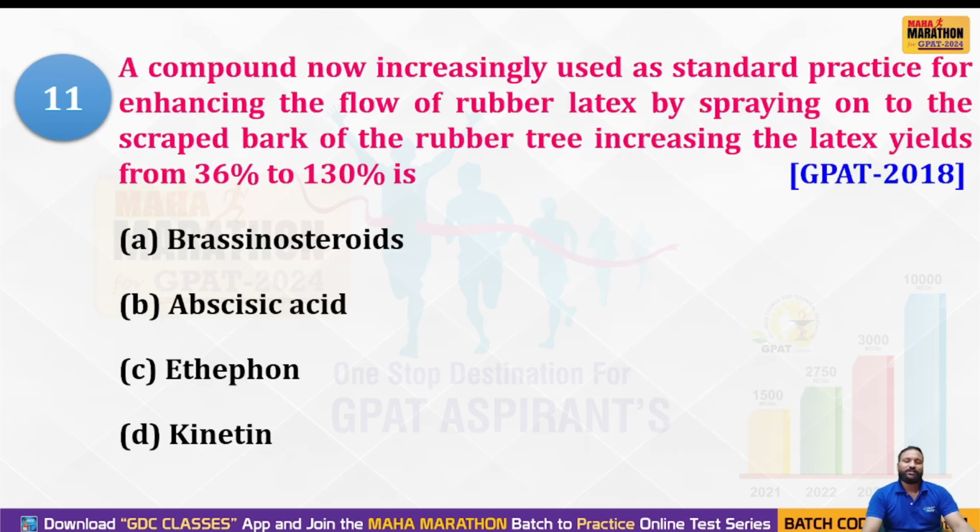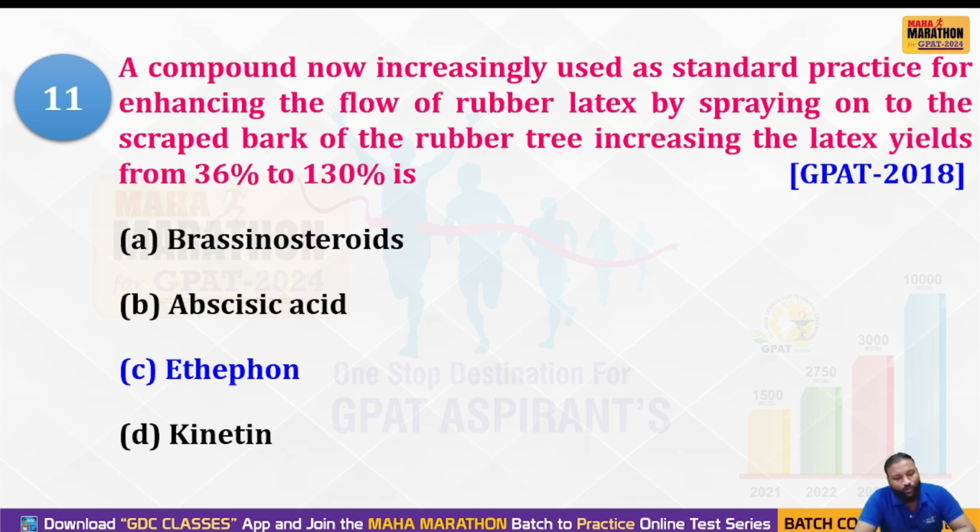Next question in this GPAT test: a compound now increasingly used as a standard practice for enhancing the flow of rubber latex by spraying onto the scraped bark of the rubber tree, increasing the latex yield from 36% to 130%. We have seen this question in the 2018 GPAT examination. Brassinosteroids, acetic acid, ethephon, kinetin. We know that latex comes from rubber trees. Only from the collection of latex we prepare the rubber. But to increase the yield, which one of these is used? Let us see the options.